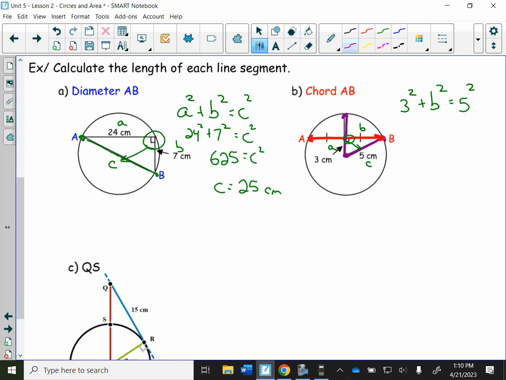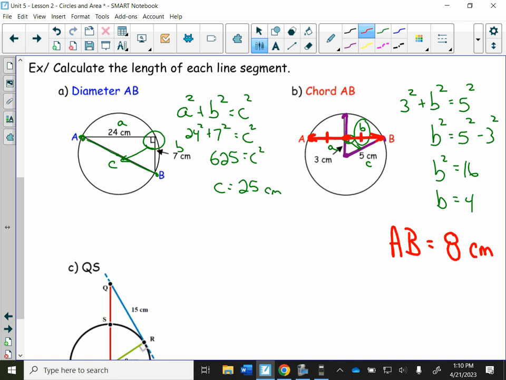This time I don't have numbers on one side, letters on the other, so I'm going to move the 3 to the other side. Make sure I subtract it. Into my calculator I go. I get b squared is 16. Square root that and I get 4. I want to point out that 4 is this part right here. But AB is not 4. AB is made up of this section and this section. But the dashes tell me they're both the same, so AB must be 8 centimeters.